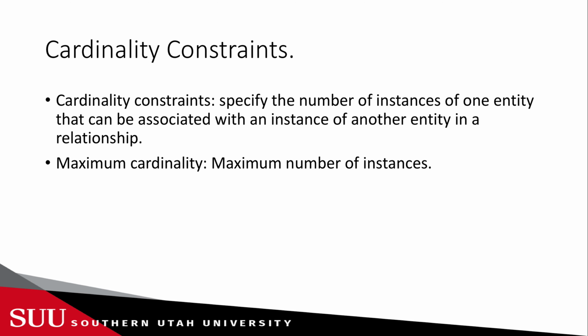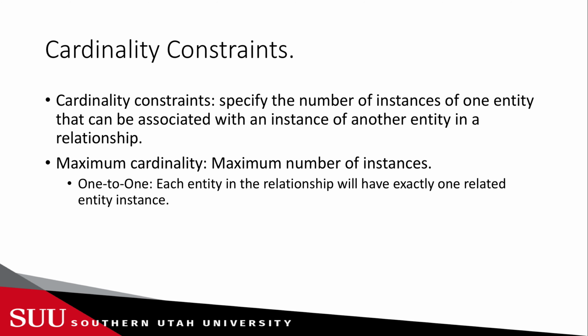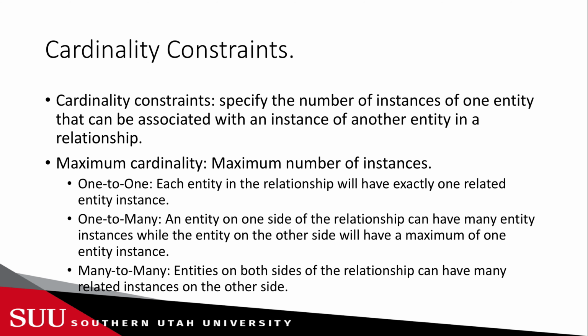First of all, we'll talk about maximum cardinality, which is the maximum number of instances that can be in a relationship. And we will have three types of cardinality in this case: one to one, one to many, and many to many. One to one says each entity instance in the relationship will have exactly one related instance from the other entity type in the relationship.